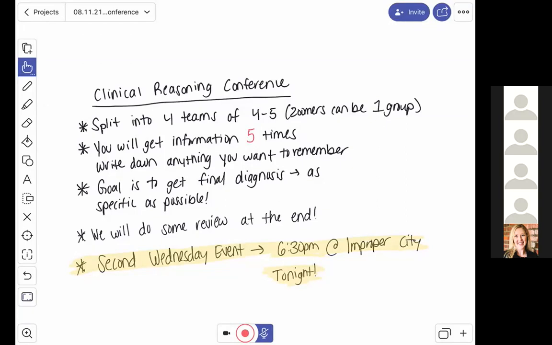Okay, and folks on Zoom, you can also participate. Please put your answers into the chat, and then we can talk through your clinical reasoning as well.